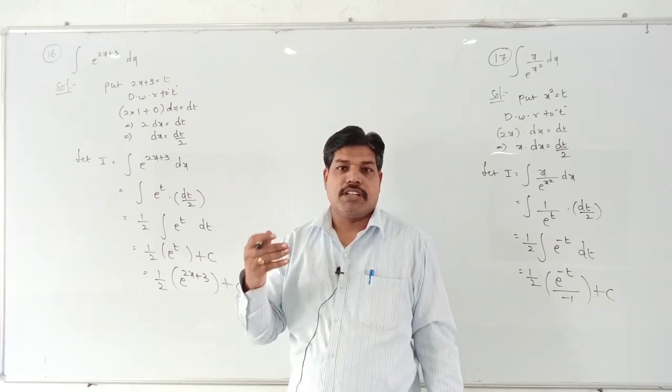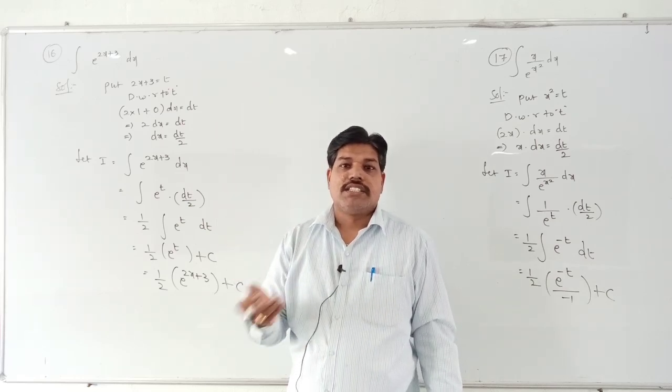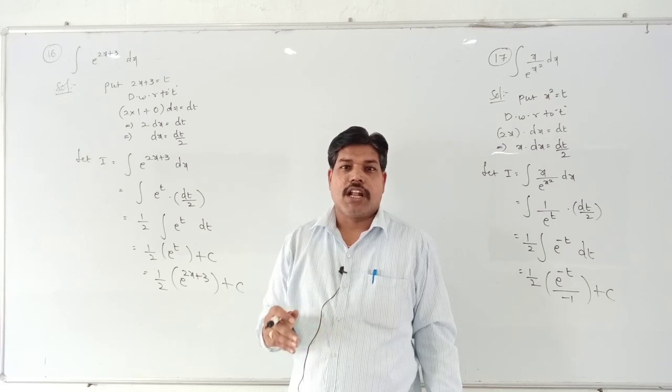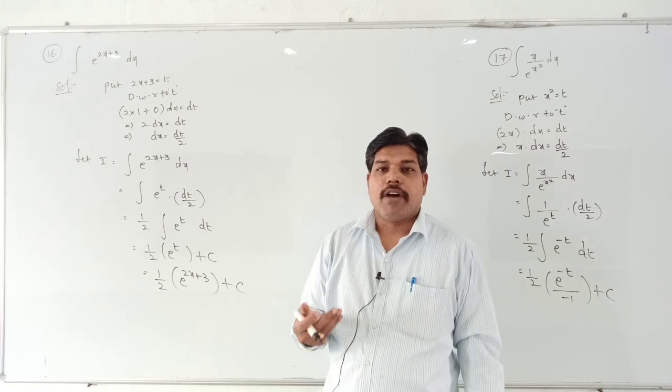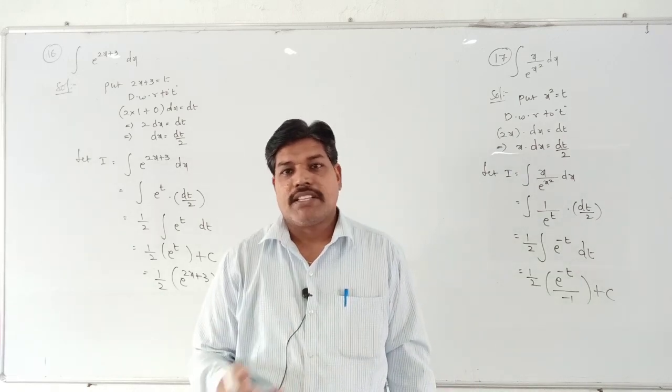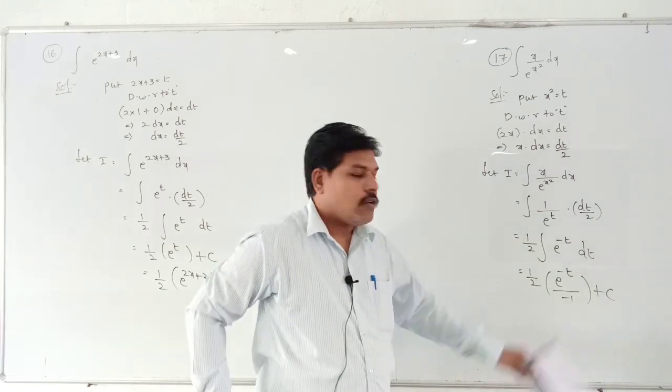First, that is before exercise 7.1, I am giving that formula also. The integral of e power ax plus b dx is equal to e power ax plus b by a, plus c. Do you understand that? So what is that formula here?